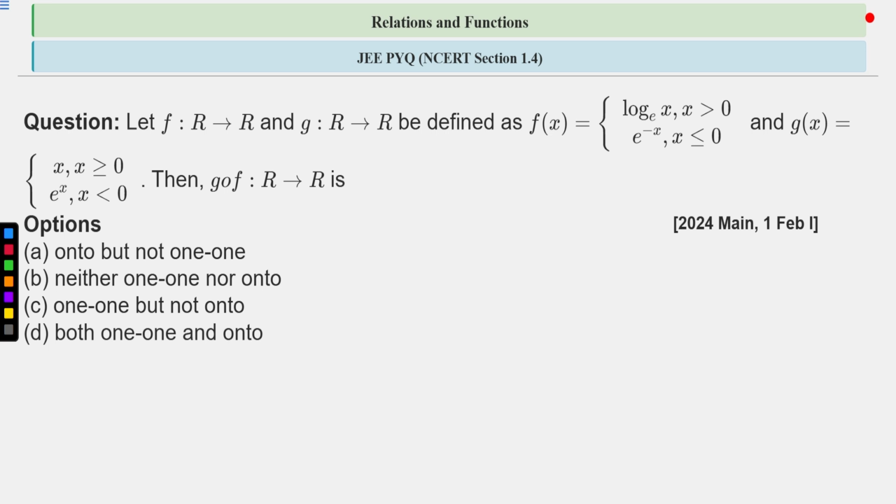For onto, the codomain will be equal to the range. Here the codomain is equal to R. You need to just find the range of the function g(f(x)). If the codomain is equal to the range, we can say that it is an onto function, and if it is not equal to the range, we can say that g(f(x)) is not an onto function, right? So in this way you can try to calculate the value of g(f(x)). You have 10 seconds to solve or think about this question. After that, we will discuss the solution part, right?